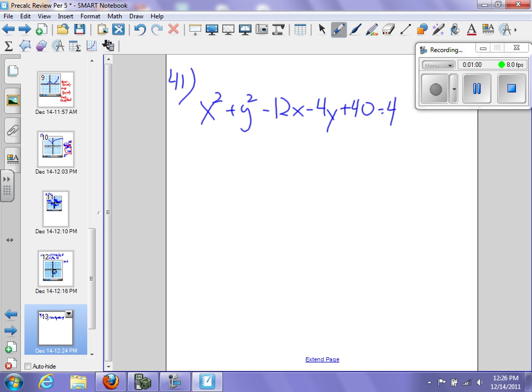So what I'm going to do is rearrange my equation here. I'm going to call it x squared minus 12x, moving my x's together, and I'm going to go plus y squared minus 4y. I'm going to move the 4 over to this side just for right now. So I'm going to subtract 4 from both sides, and I'm going to have plus 36 is equal to 0. You okay with that? Everybody with me? Okay.